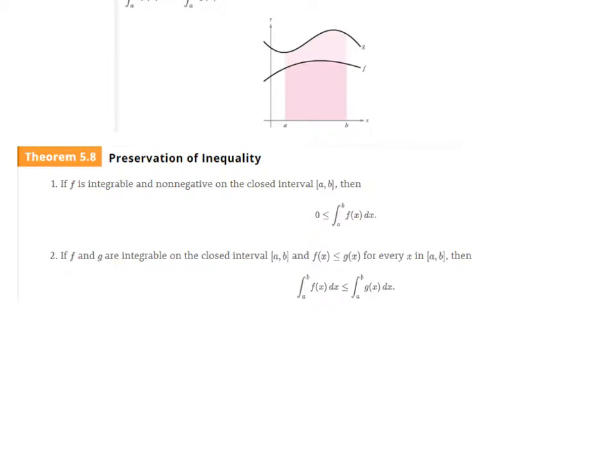And then it says if f and g are integrable and f is less than g, then the integral of f, the area beneath the curve of f, has to be less than or equal to the area beneath the curve of g. And again, I can say area here, and the reason I can say area here is because we are assuming that they are non-negative.